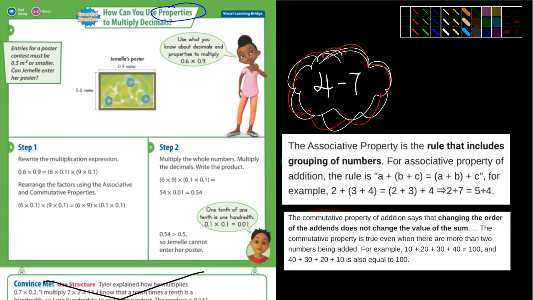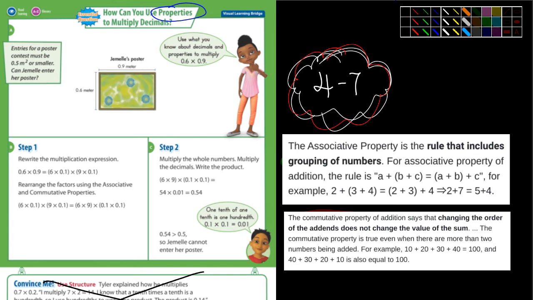Associative has to do with grouping in parentheses. And commutative property has to do with just changing the order. 2 plus 3 plus 4 is the same as 4 plus 3 plus 2. You don't have to write this whole thing down. That's a lot. Although there's good examples in there. Again, just associative property is grouping, and commutative property right here has to do with changing the order. Okay?